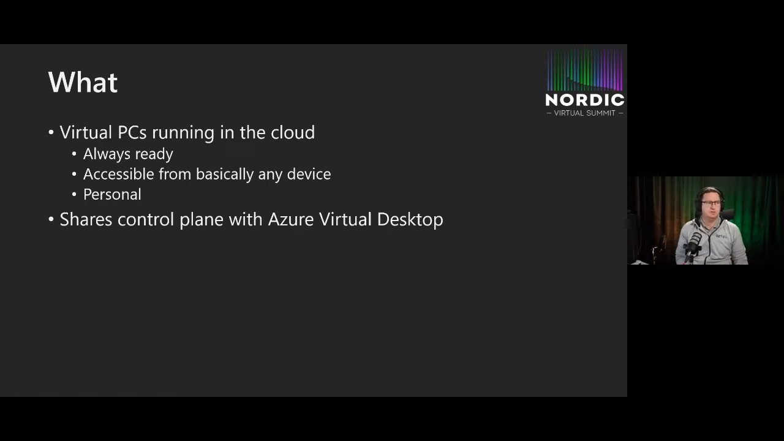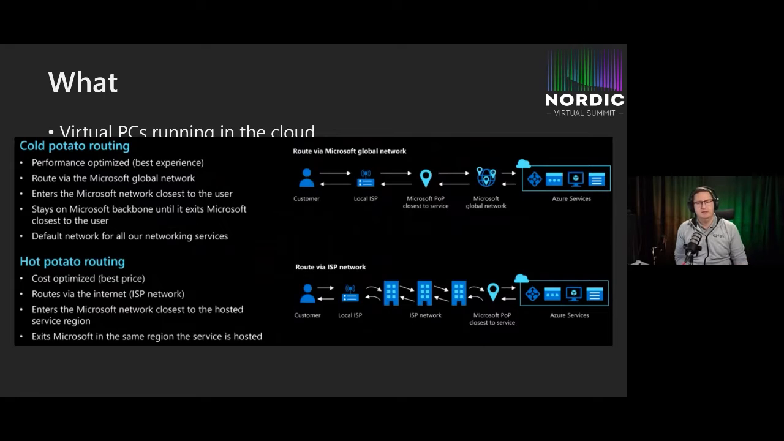And Windows 365, like Azure Virtual Desktop, uses what Microsoft likes to call cold potato routing, meaning that once you connect to Windows 365, your connection from your end device is routed to the nearest possible control plane and then enters Microsoft's global network from there.